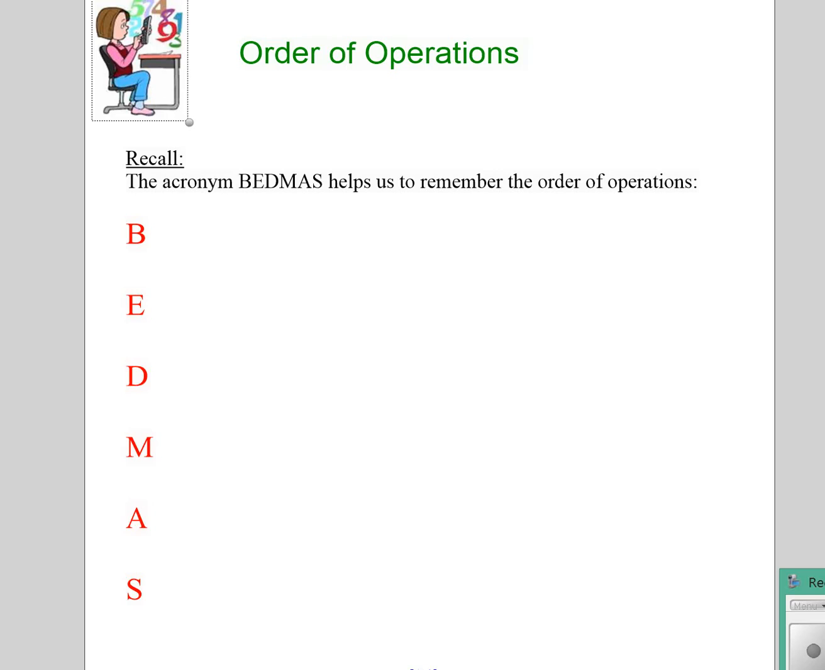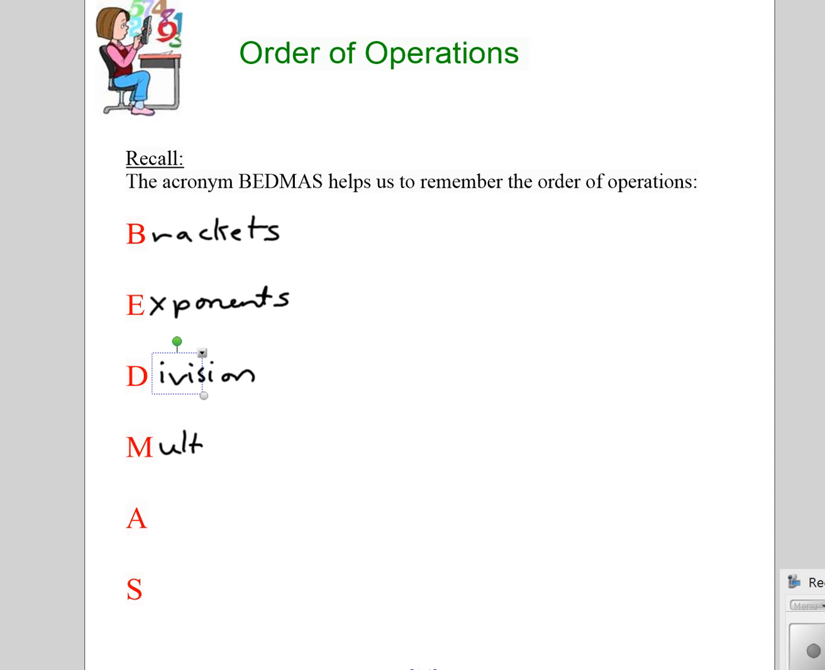So this is just looking at order of operations, and you've done this before, so we're just going to go through it relatively quickly. So don't forget the B stands for brackets. The E stands for exponents. The D stands for division. The M stands for multiplication. The A stands for addition. And the S stands for subtraction.